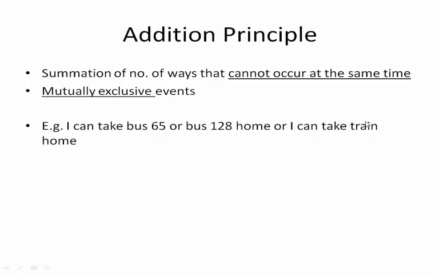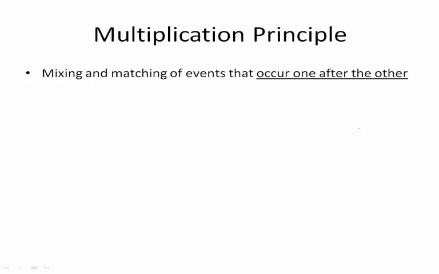I can take bus 65 or bus 128 home, or I can take the train home. In this case, if I'm taking bus 65 home, I will not be taking bus 128 or the train home. And similarly, the same can be applied for bus 128 and the train. Therefore, it is simply the summation of one way plus one way plus one way, which gives us a total of three ways. The next principle is the multiplication principle.